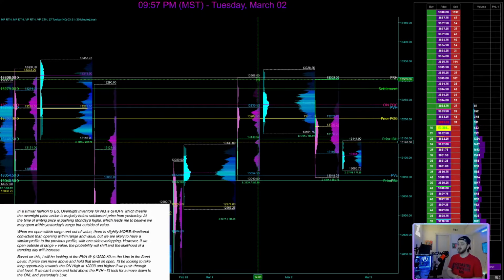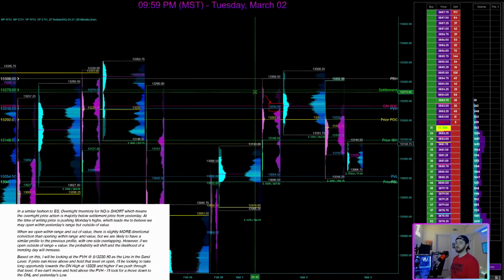Now, when we open outside of range and within value, there is slightly more directional conviction than opening in range and value, like we saw on ES. But we are still likely to have a similar profile to the previous profile with one side overlapping. However, I added this as well. If we were to open outside of range and value, then that was going to increase the likelihood of us having a trending day or giving us high directional conviction.